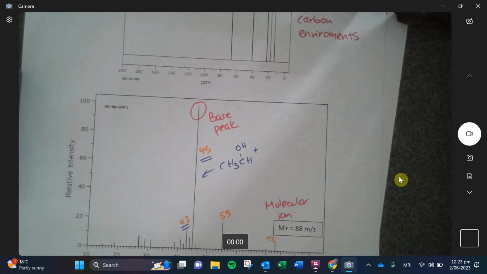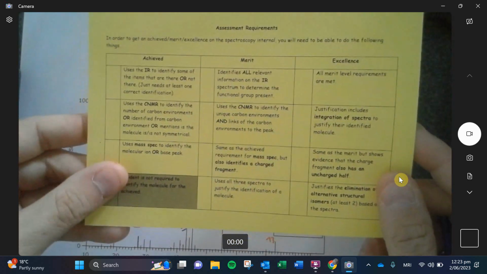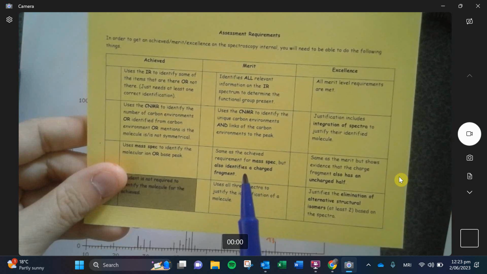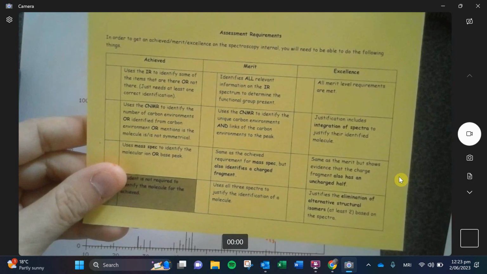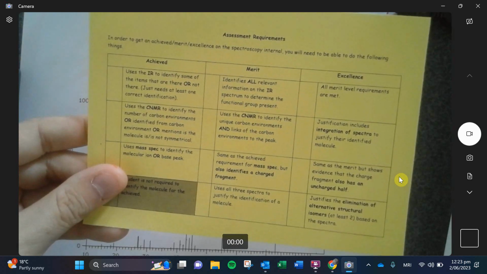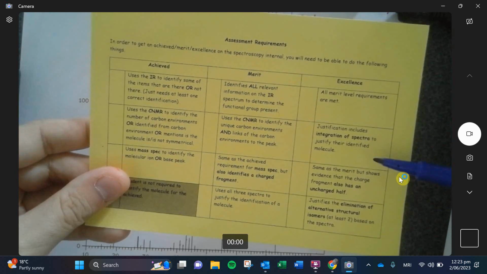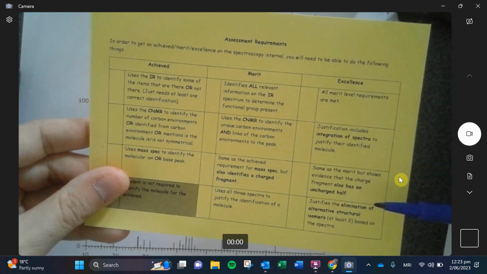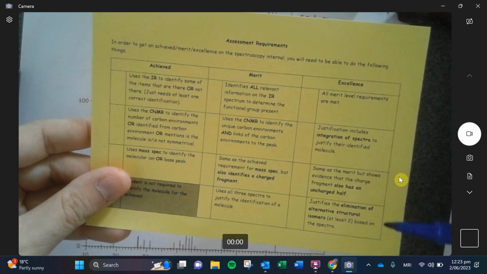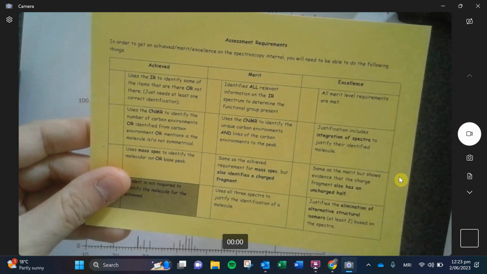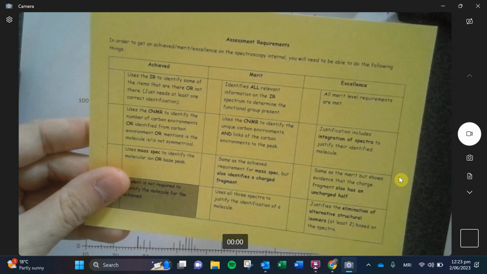So again, figured out the molecule, figured out one of the fragments. Looking at our success criteria, we are now at the merit level. So I've done the mass spec, I've identified a charged particle, and I've identified the molecule. Gets me up to merit. Right, excellence criteria is we need to integrate our spectra together. We also need to show what was lost, so the uncharged fragments, and we need to show an elimination of a possible isomer.